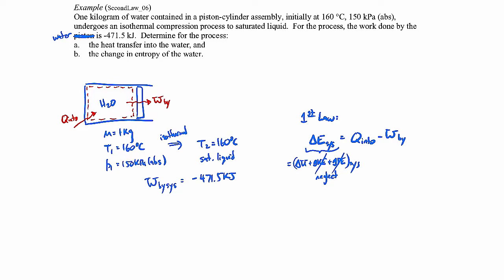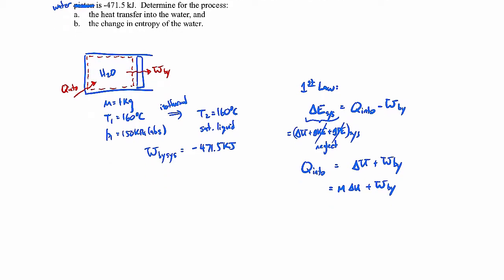I'm going to go ahead and rearrange the first law to solve for the heat into the system. So that'll be delta U plus work done by the system. The change in internal energy will be the mass times the change in specific internal energy. So we'll just write that down. We know the mass. We know the work done by the system. So now it's a matter of just finding the specific internal energies for state 1 and state 2. So we can find those from property tables.